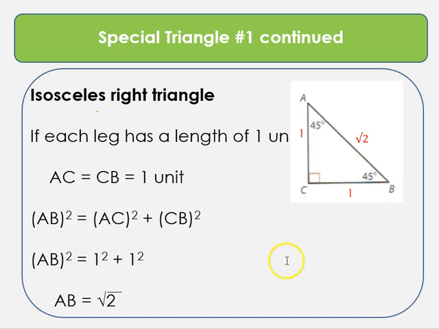This gives us a continuous ratio of 1 to 1 to square root of 2. Any value that you have that you replace for a leg or for the hypotenuse, you can use to solve for the other two sides.